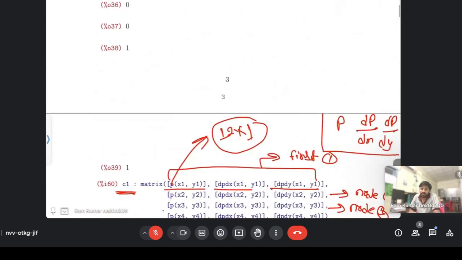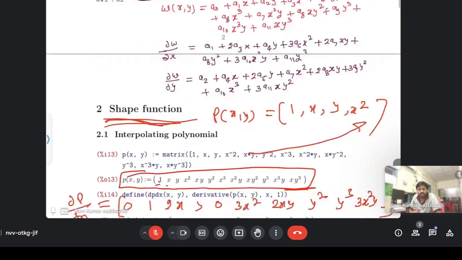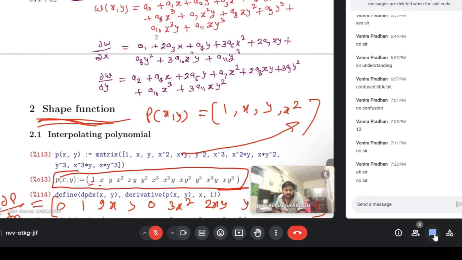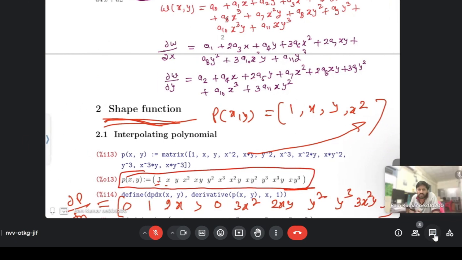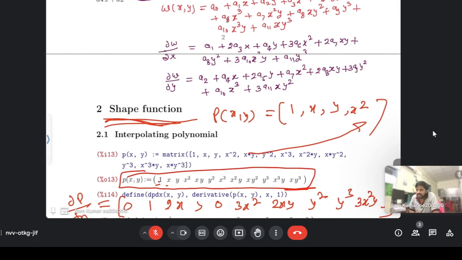More than 50% we have finished. Only 4 lectures remain, then FEM and CSD will finish, and then you have to write your exam. So when is the exam date? I think 28 October, right? Yes, sir, 28 October. So at least 1.5 months, 45 days remaining.